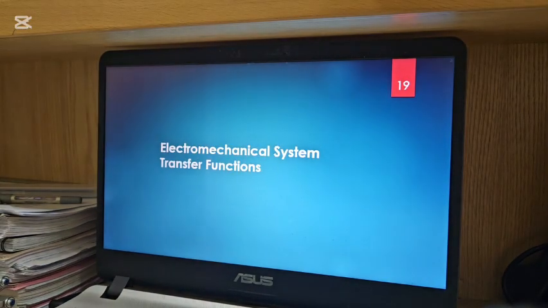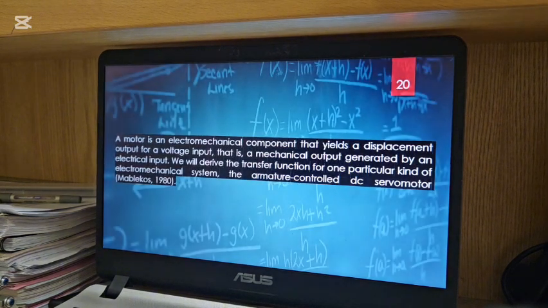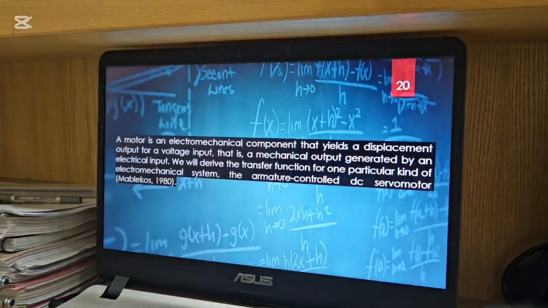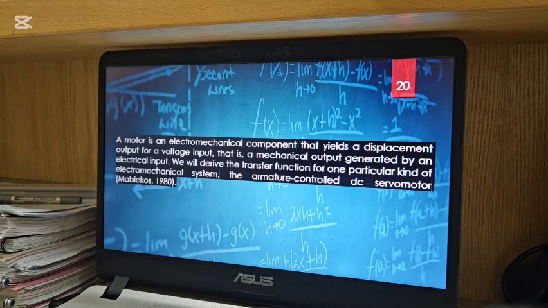The last section in this chapter will be electromechanical system transfer functions. A motor is an electromechanical component that yields a displacement output for a voltage input, that is, mechanical output generated by an electrical input. We will derive the transfer function for one particular kind of electromechanical system.